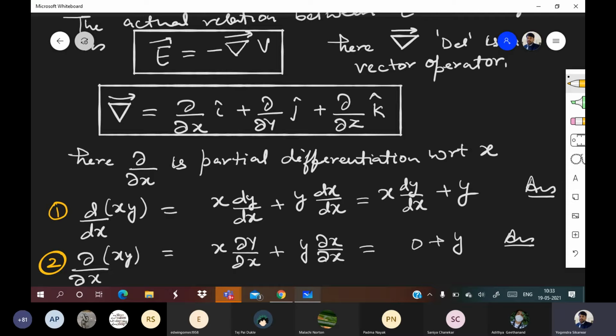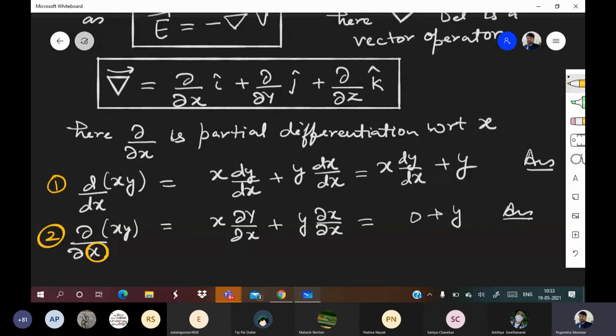Okay. And in second case, we have done partial differentiation. So what is the meaning of partial differentiation? Listen very carefully. In partial differentiation, you treat only x as the variable. Why only x? Why not y? Because we are differentiating with respect to x. So in partial differentiation, you have treated only x as the variable and y is treated as constant.